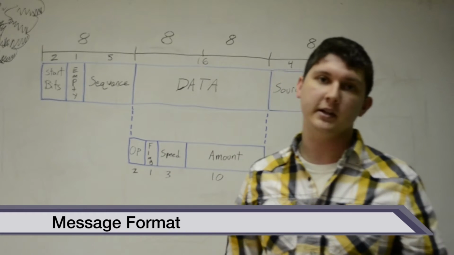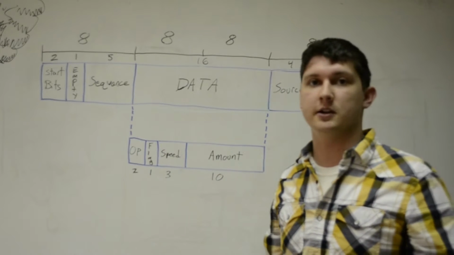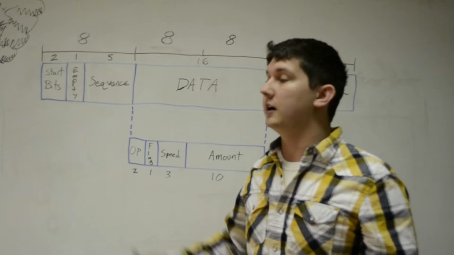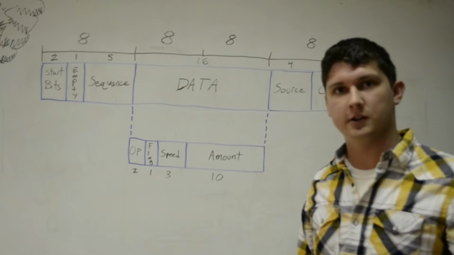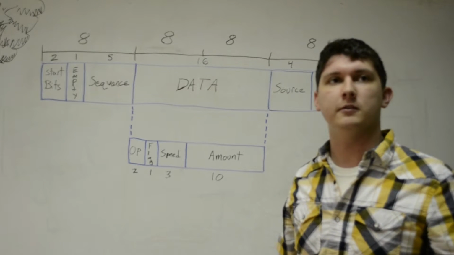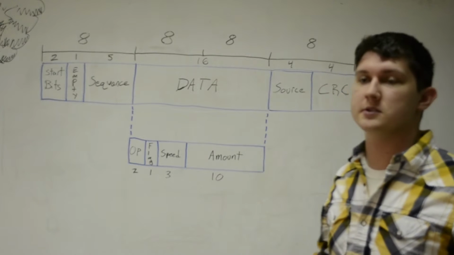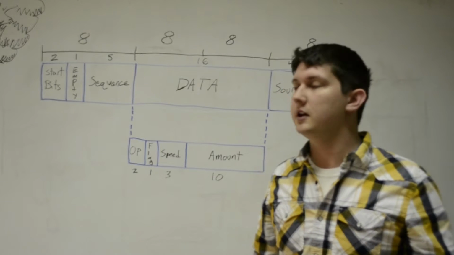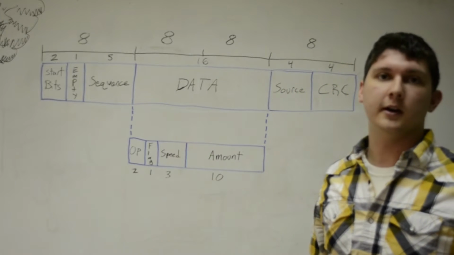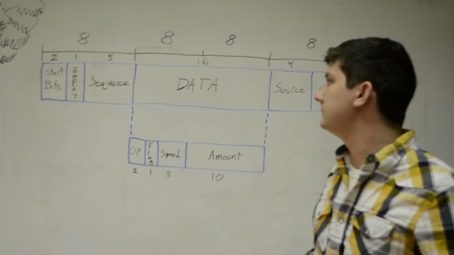So the message format consists of a few fields. It begins with 2 start bits. The start bits are set to 1, 0. And it comes with an empty flag, which is used internally on the rover to determine if one of the sensor queues does not have any values in it. It is used for preventing any errors on the rover.